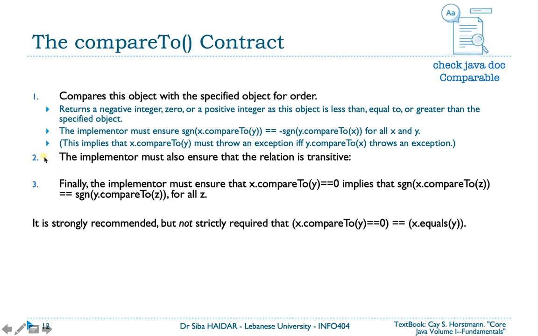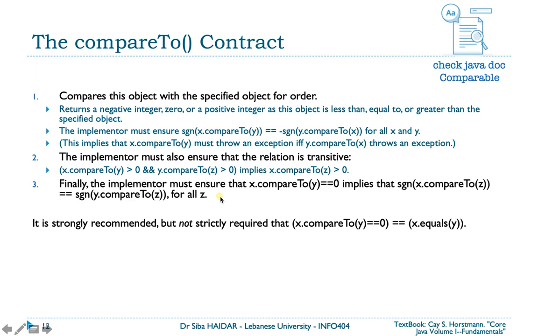In the second point of the contract, it is written that the implementer must also ensure that the relation is transitive. If x.compareTo(y) is positive and y.compareTo(z) is positive, this implies that if we invoke x.compareTo(z), we will also get a positive value. And finally, in the third point, the implementer must ensure that if x.compareTo(y) is equal to 0, this implies that the sign of x.compareTo(z) is equal to the sign of y.compareTo(z) for all the elements z.